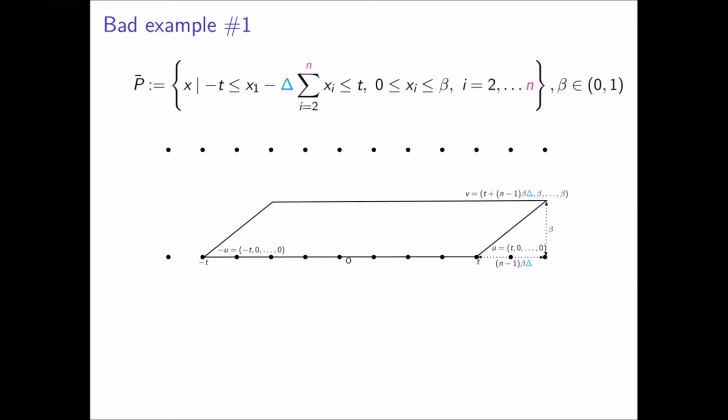Intuitively, P bar has the shape that you can see in the picture down here. When the parameter t is large, P bar is very long in the x1 direction, which is the horizontal line in the figure, but is very short in all other directions. In particular, the shape forces all the integer vectors in P bar to be on the x1 axis, down here.